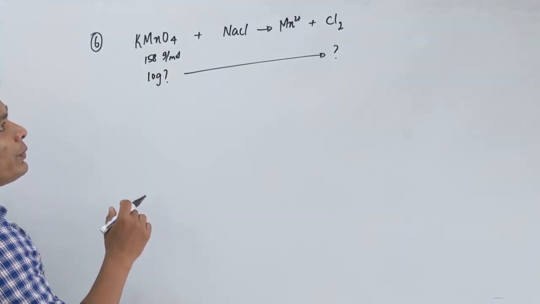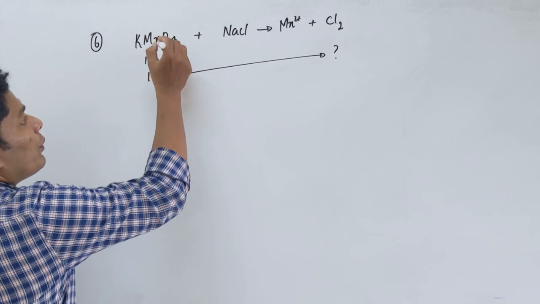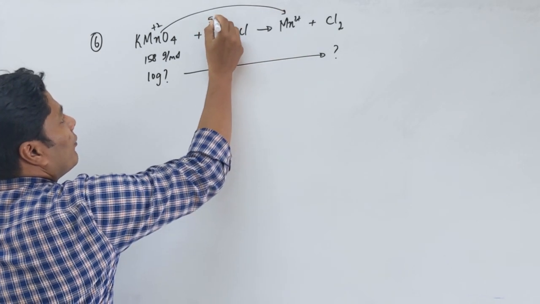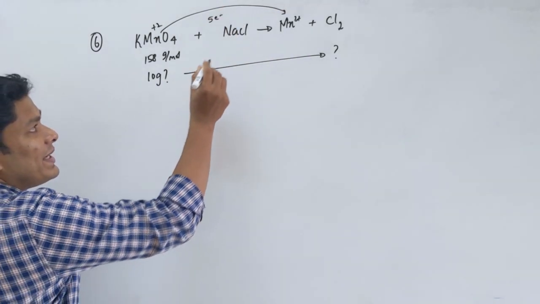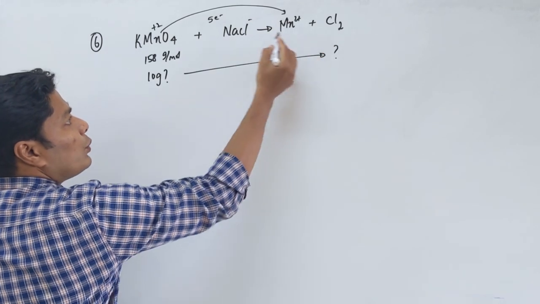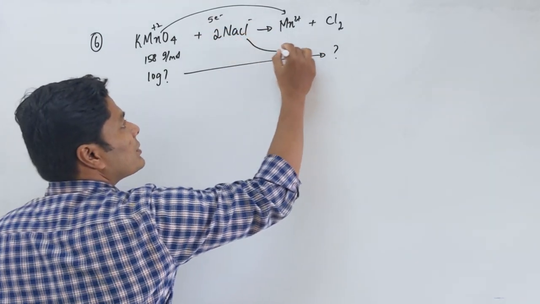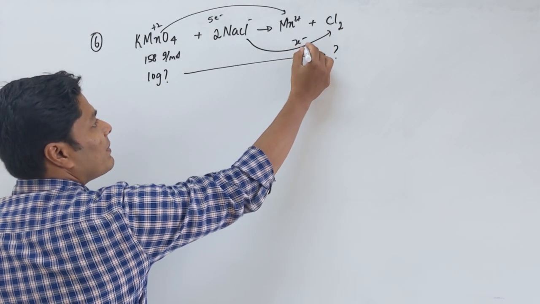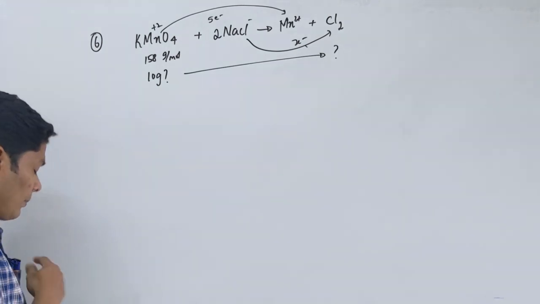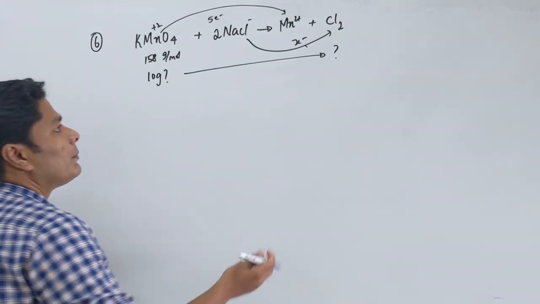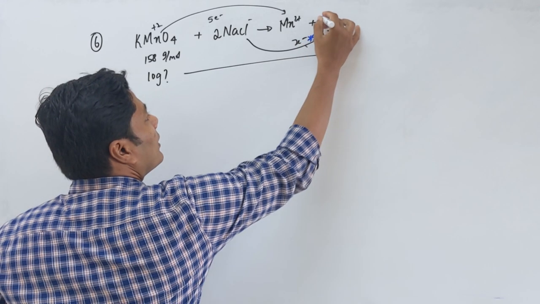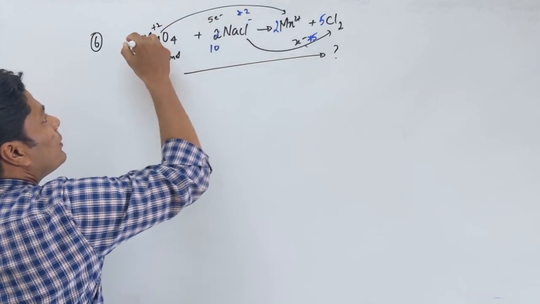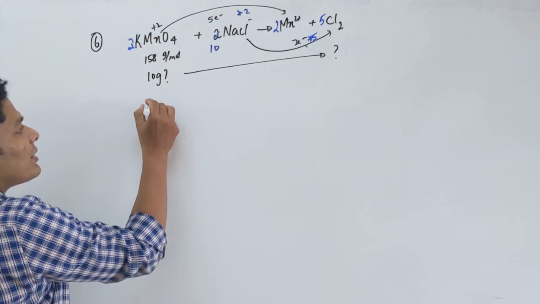Now what you can do is we need to balance the equation. How do you want to balance it? Mn is plus 7. So plus 7 goes to plus 2, a 5 electron process. Fair enough. But Cl minus goes to Cl2, and since there is a subscript 2, we first put a 2 here. So this is a 2 electron process. So that's 5, this is 2. So I have to multiply this by 5, so that makes it 5, that makes it 10. I multiply this by 2. So that's 2, that's 2. So what I have is vital information.